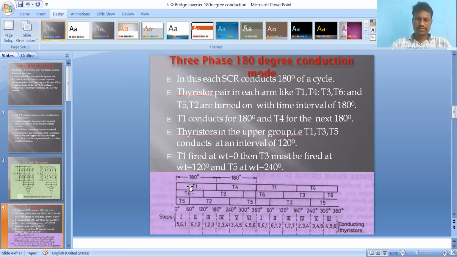So the first row shows the first limb. T1 connects from 0 to 180. The first limb consists of T1 and T4. So T1 connects 0 to 180, then next to 180 degrees T4 starts. So 180 plus 180 means 360. T1, T4 is the first limb.